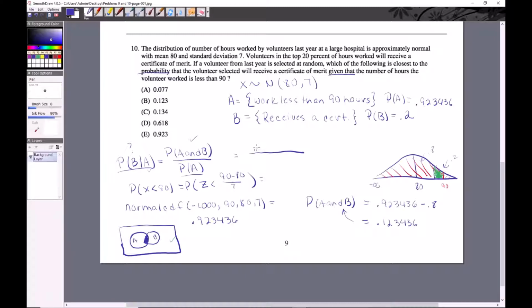This will be 0.123436, the probability of A and B, over the probability of A, 0.923436, and that will give you 0.133671, or approximately 0.134. So there it is. We figured it out. Let's move on to the next thing.